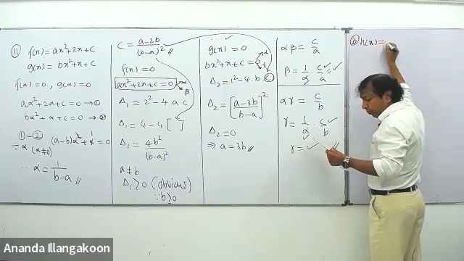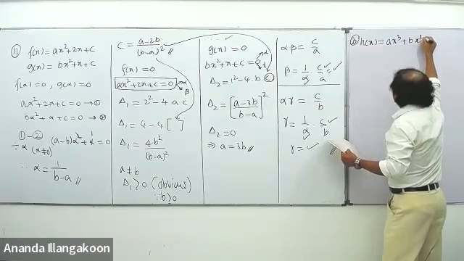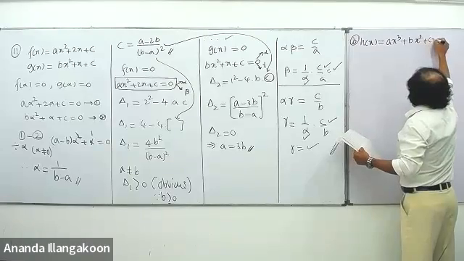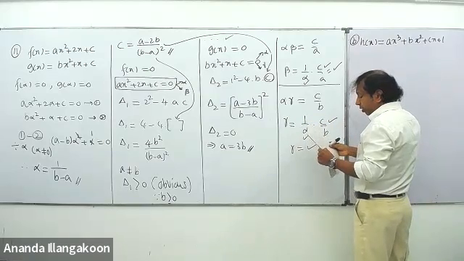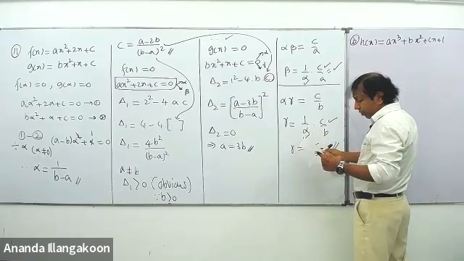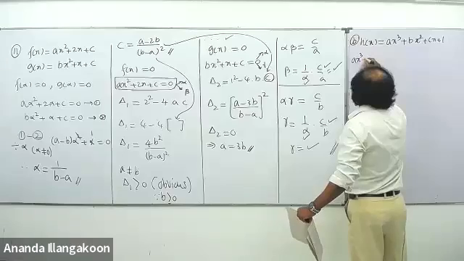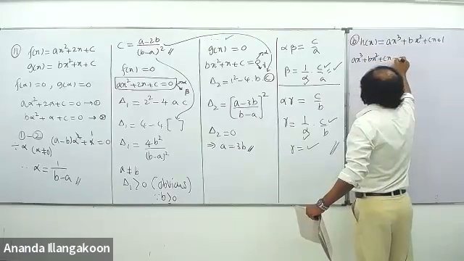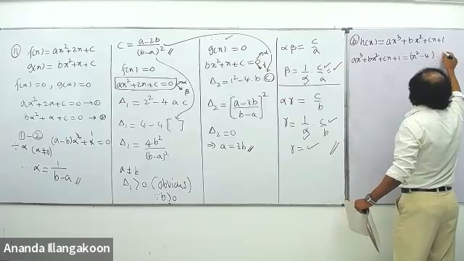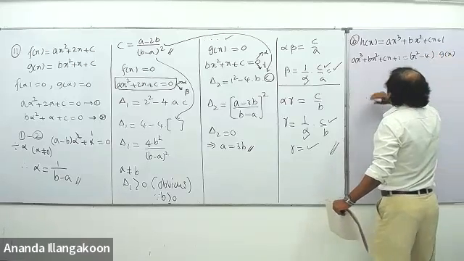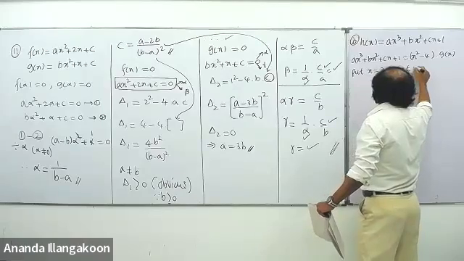h(x) is equal to ax cube plus bx squared plus cx plus 1. Right. x squared minus 4 is a factor of h(x), no? Then how to write? ax cube plus bx squared plus cx plus 1, we can write as x squared minus 4 into g(x) this way. Then put x equals 2 on both sides. Put x equals minus 2 on both sides.